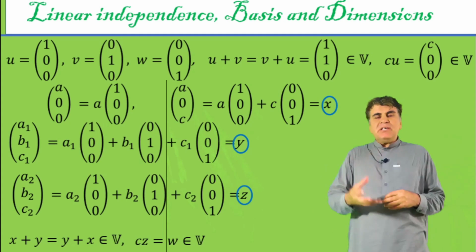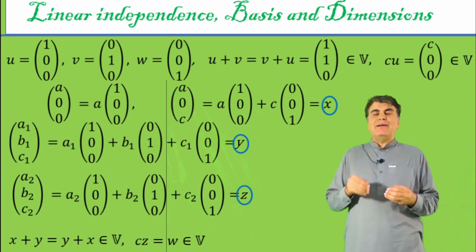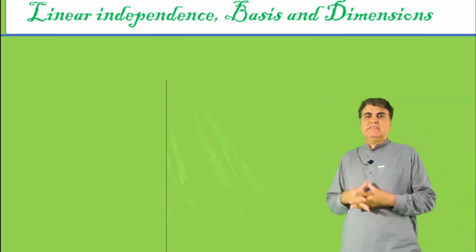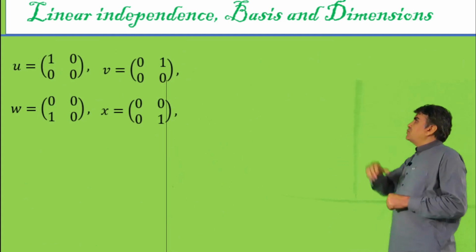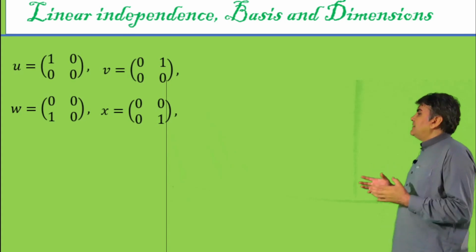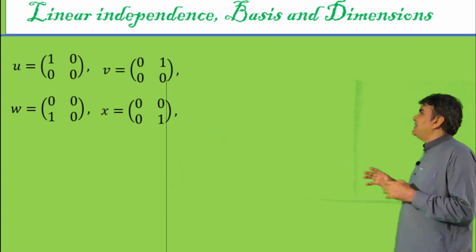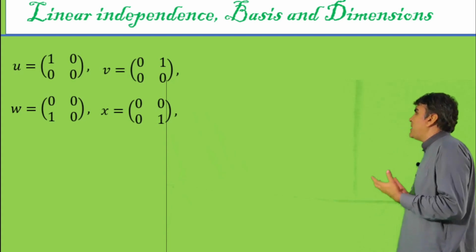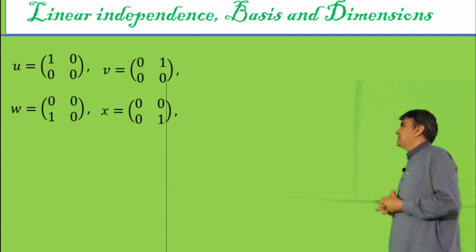To get a little more deeper into the concept of independent and dependent variable, I want to give an example from the space of 2 by 2 matrices. For this purpose, let me consider the set of these four 2 cross 2 matrices U, V, W, and X. One can easily judge from the structure of these matrices that none of them can be expressed as a linear combination of the rest of three, and thus they constitute the set of independent elements of the 2 cross 2 square matrices space.